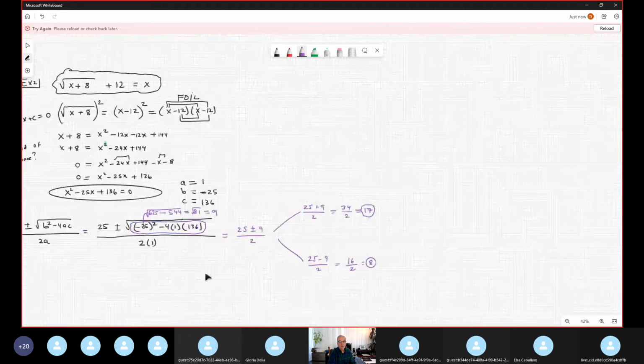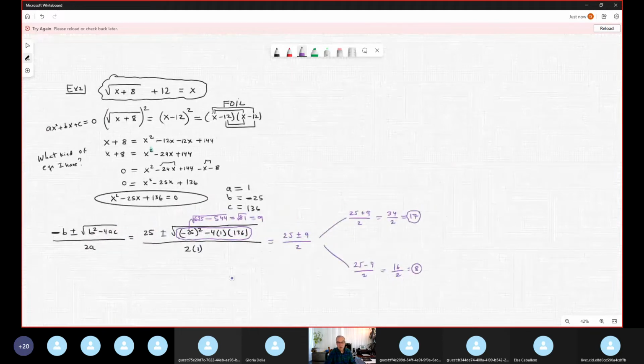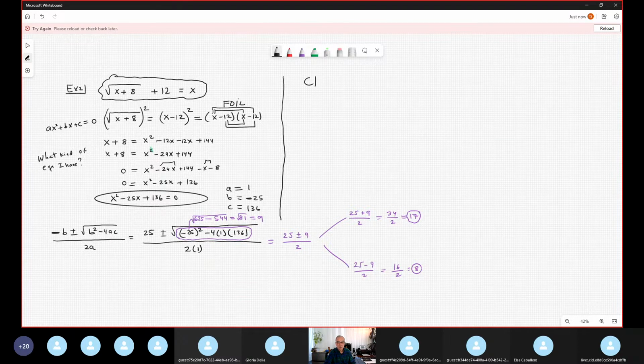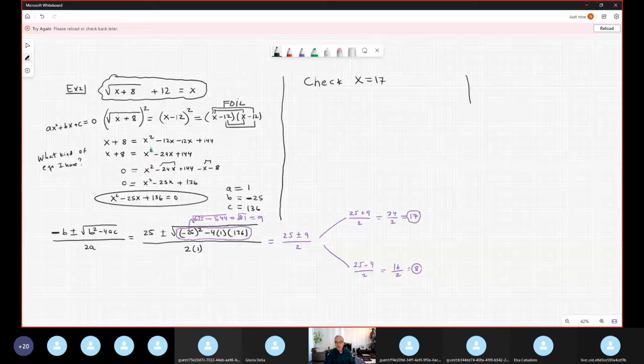I waited for this moment, the crucial moment. No checking, 0 credit for you. Because in a bold concept, you need to check. Checking x equals 17. Let's see what happens with 17. And here you're checking for 8.